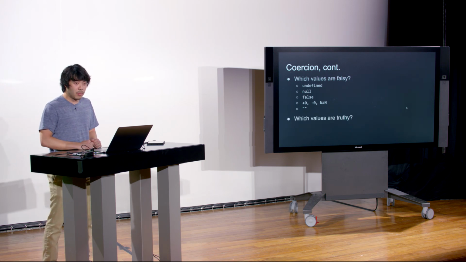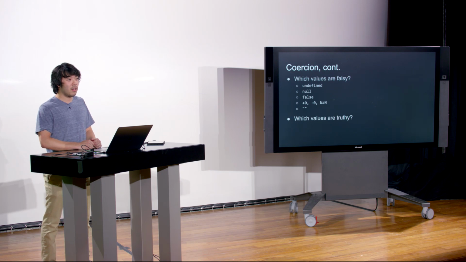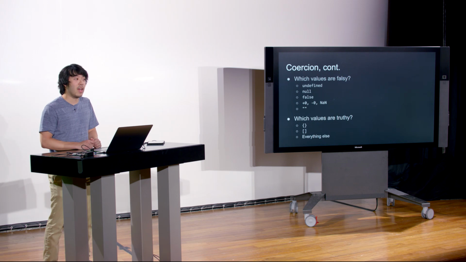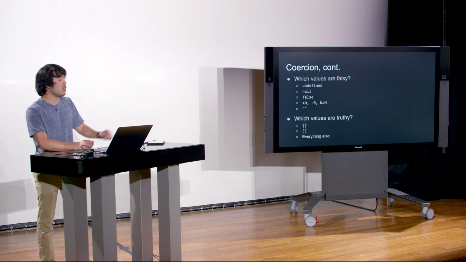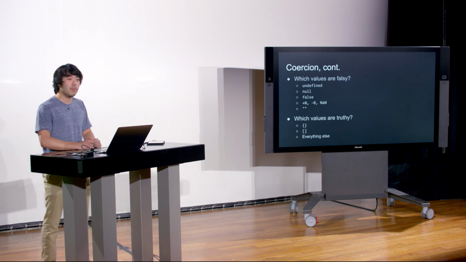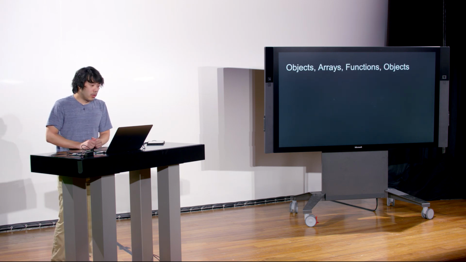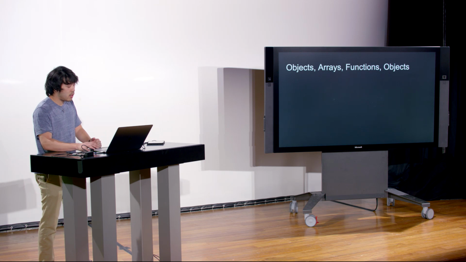So who can name some truthy values? Somebody said 2, which is a valid one. 3, 4, every other number other than 0, -0, not a number. Empty array is also another truthy. Empty object. And literally everything else. So anything other than those values right there are truthy. Cool, so objects, arrays, functions, objects.